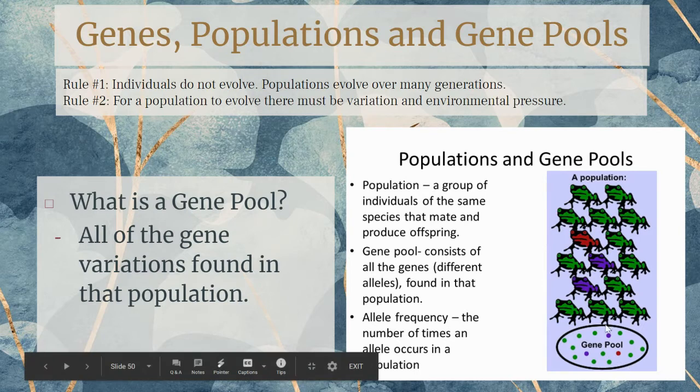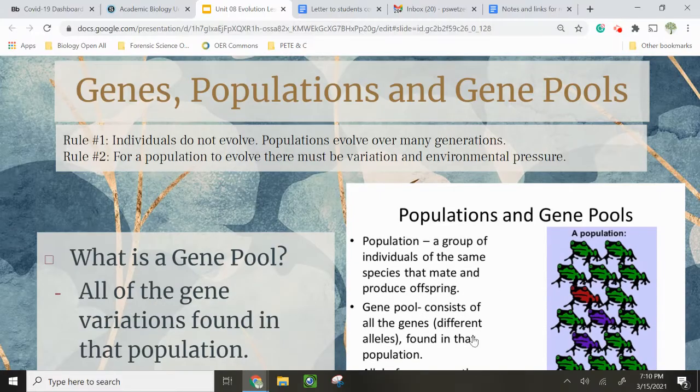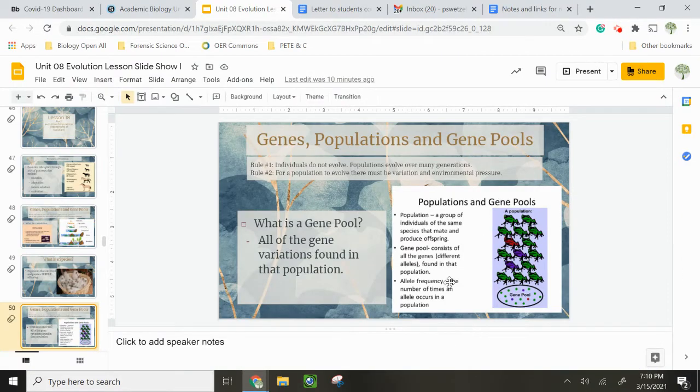So the gene pool for this population of frogs has as many green alleles as there are green frogs and as many purple alleles as there are purple frogs. And then the allele frequency is referring to the number of times an allele occurs in that population.